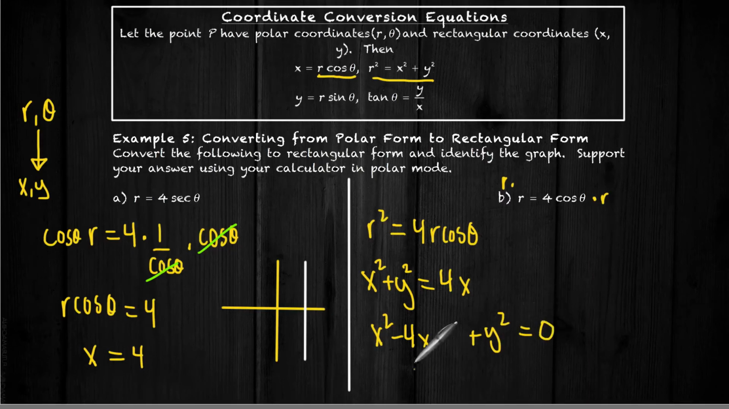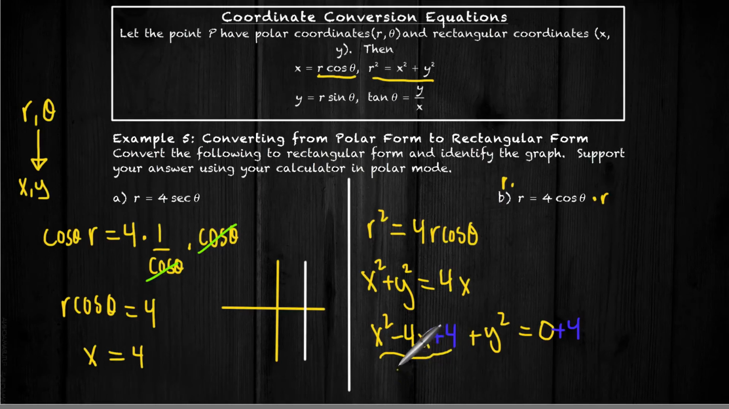So what we're going to do is take half of the middle term. Half of negative 4 is negative 2, and you want to square that. That's going to give you plus 4. Now you can't just add plus 4 to this side without adding it to the other side, so you're balancing your equation out. And then when you do that, you'll be able to factor this trinomial right there.